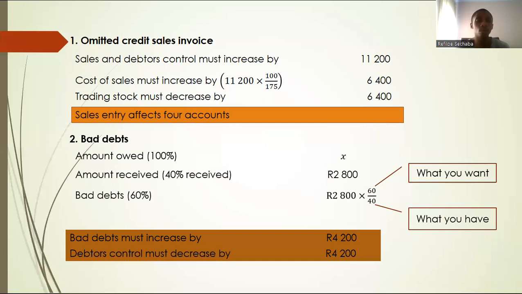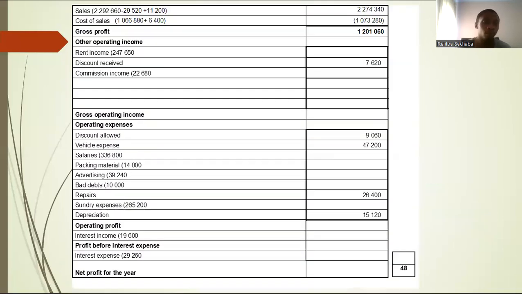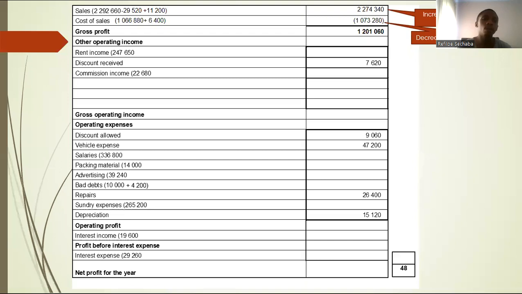So how do we record this? You're going to go to your bad debts, okay? And this will be found in the income statement under operating expenses. So under bad debts, we're going to have 10,000. You're going to add what you have to write off, that 4,200. So you add it because it represents the amount that we have to write off. Now you'll realize that our bad debts in total will be 14,200.